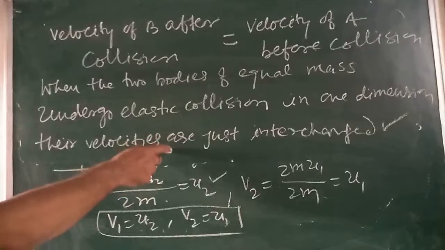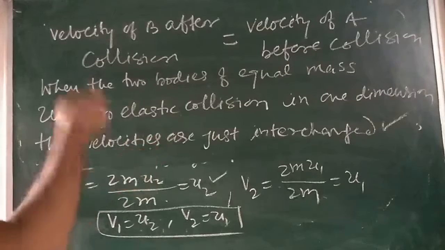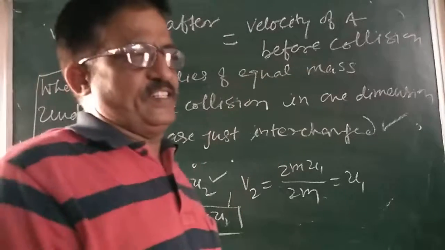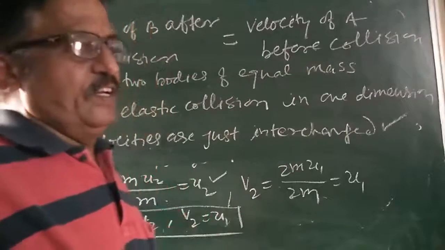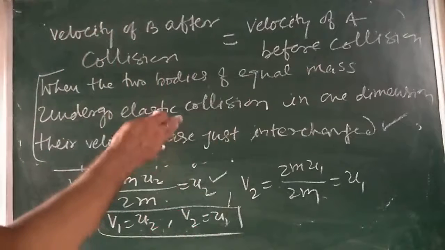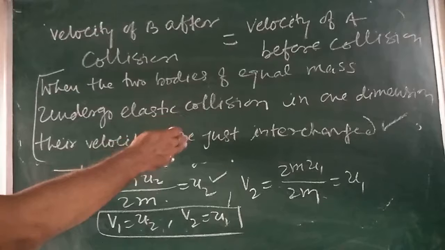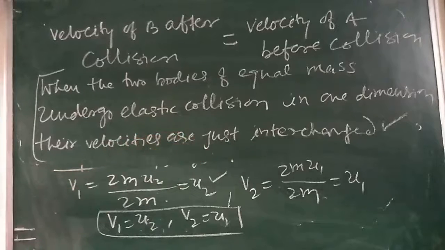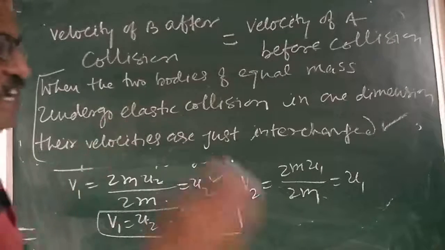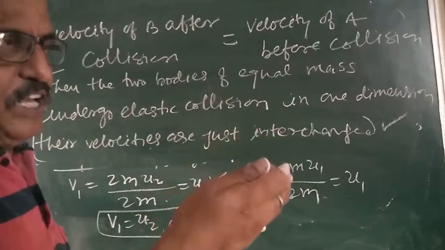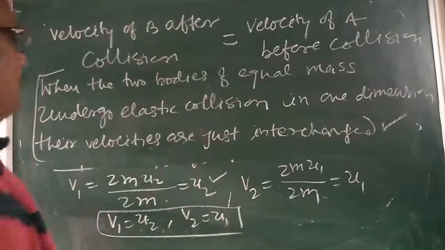This result has an important application in a nuclear reactor that we will learn in our next class. That is used in nuclear reactor. Fast moving neutrons in a nuclear reactor are slowed down by making them collide against the nuclei of a moderator. We will see the working of nuclear reactor in our next class. I have just told you a little bit here.